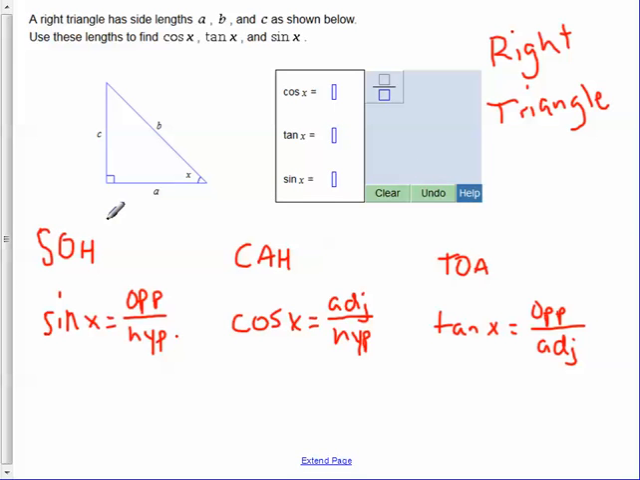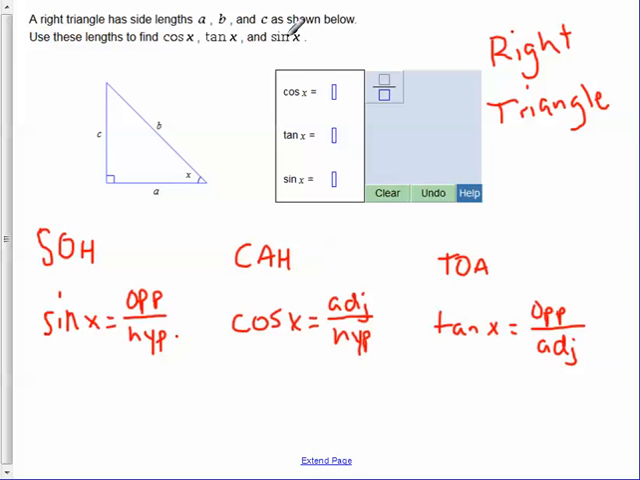So when we start using these a little bit more, these three ratios are going to be very important. And in order to help you remember this, we can use this acronym SOHCAHTOA. All right, so in looking at this particular problem here, we've got a right triangle, has side lengths A, B, and C, as shown below. And we're going to use those lengths to find the cosine of x, the tangent of x, and the sine of x. So these are going to be jumbled every time that you do these, so it's not always going to necessarily be in this specific order.